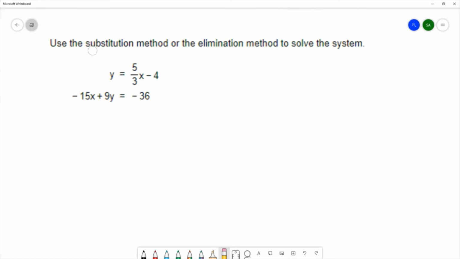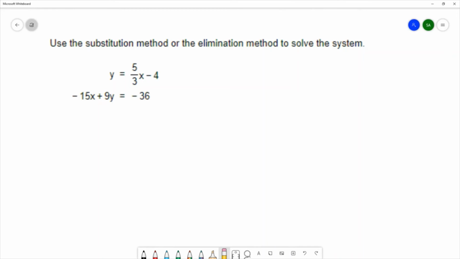So with the substitution method, we like to have one of the variables solved for like we have in this first equation here. With the elimination method, we like to have the setup of the system being that the x's are lined up, the y's are lined up, our equal sign is lined up, and our constants are lined up. And you can see that our x's are not lined up in this example. So because it's not set up for the elimination method and it is set up for the substitution method, I'm going to choose to use the substitution method just because I think it'll take less time.